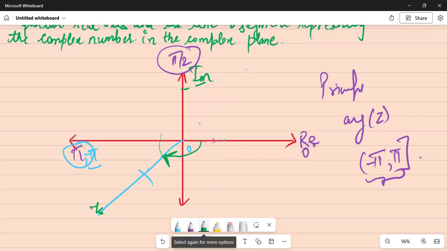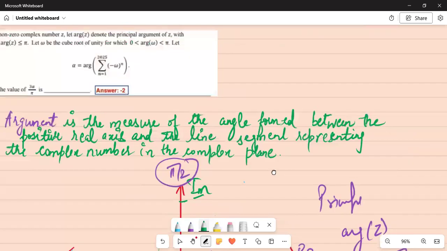So if your complex number is in the third or fourth quadrant, then you can't move in the anti-clockwise direction because it will exceed pi. So this should not happen. In that case, you have to consider the shortest possible angle. So this is the concept of the principal argument.